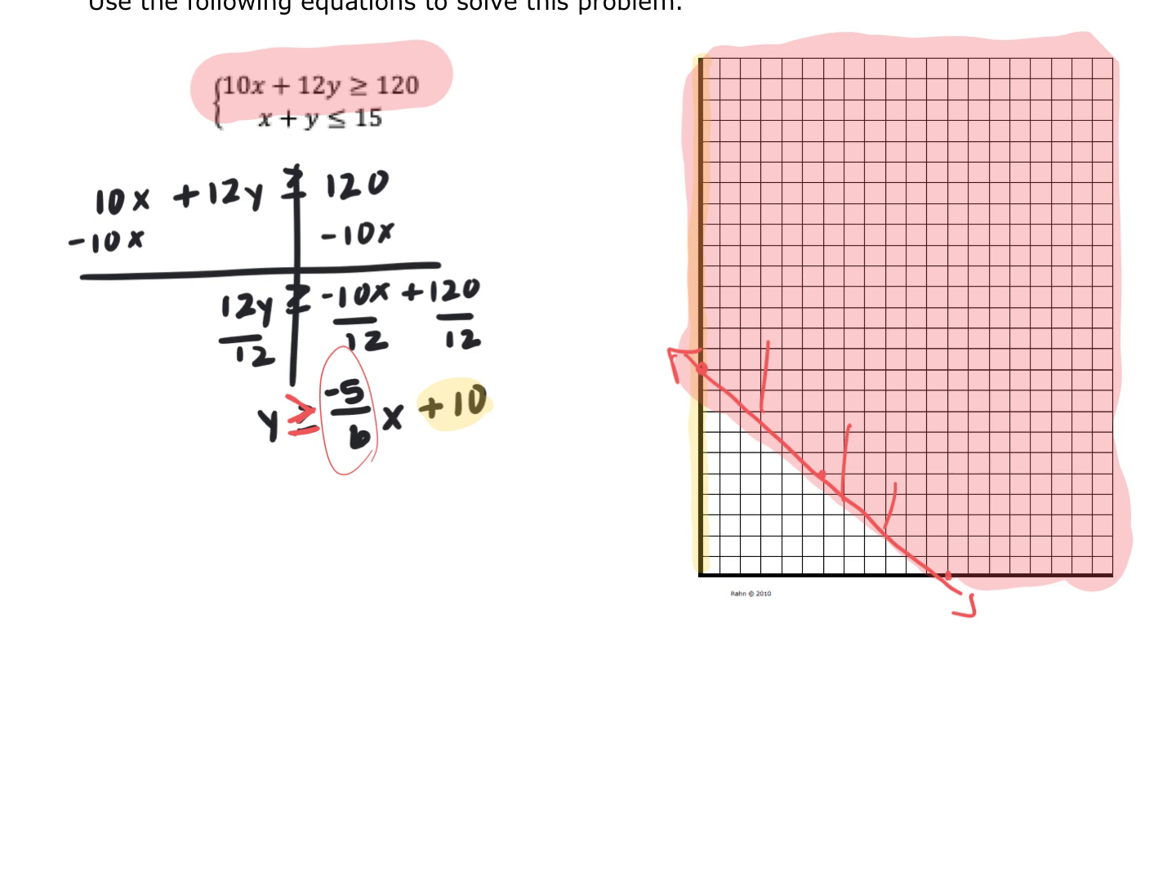The next one we're looking at is this one right here. We have x plus y is less than or equal to 15. So before we do that, we got to get our y all by itself in order to graph. So I'm going to rewrite that. I'm going to say x plus y is less than or equal to 15. Okay, the first thing we're going to take away is our x on both sides. So I'm left with y, and I'm going to say is less than or equal to negative x plus 15.